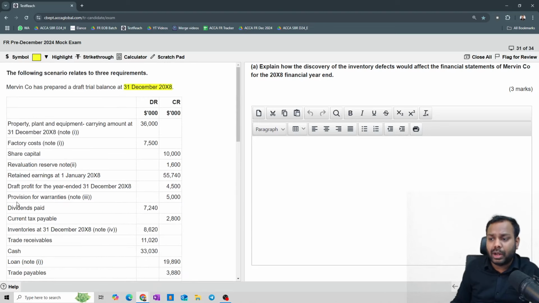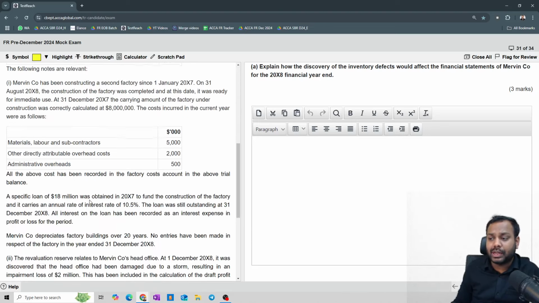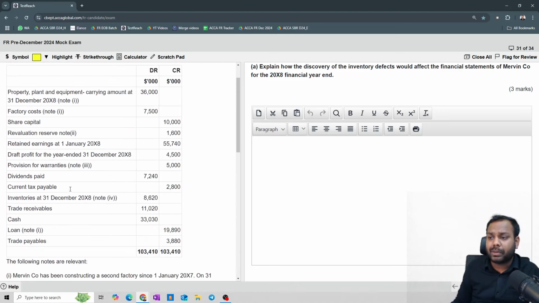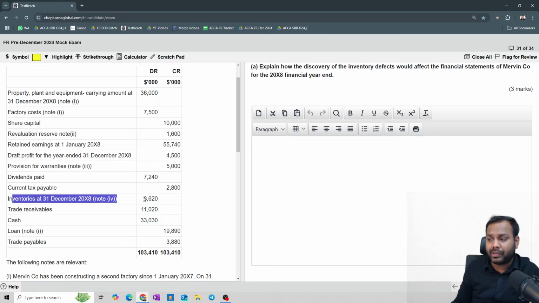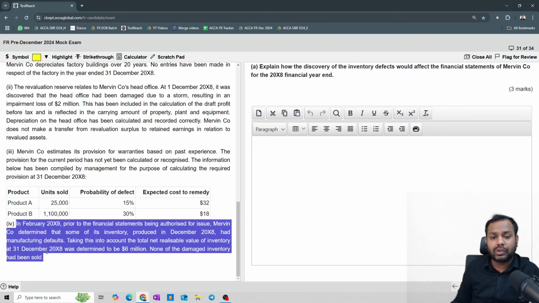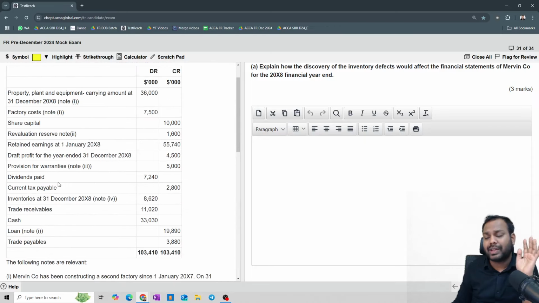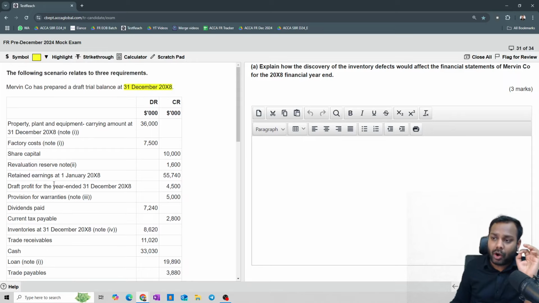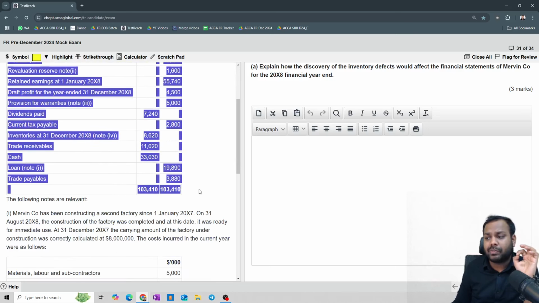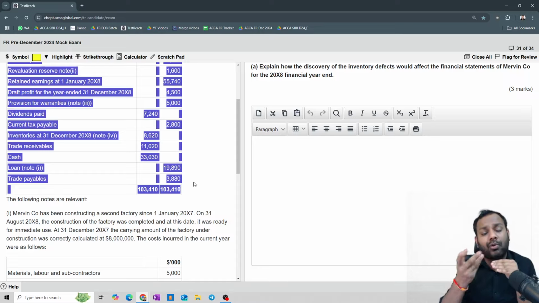Then if you go down, provision for warranties, note 3. So there is an adjustment for provision for warranties, note 3. And then coming to 4, inventories 8620. This is note 4. So this one is for inventory. So we have 4 adjustments given for these items. Now guys, you need to understand that all the entries which are there in the trial balance have already been accounted for.